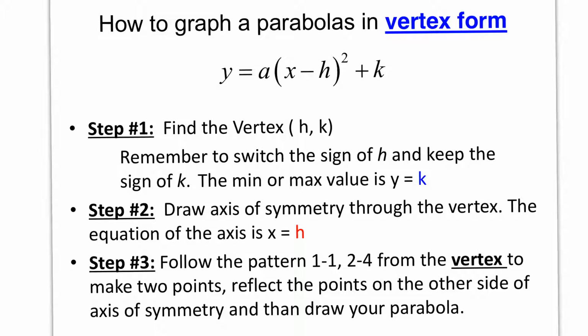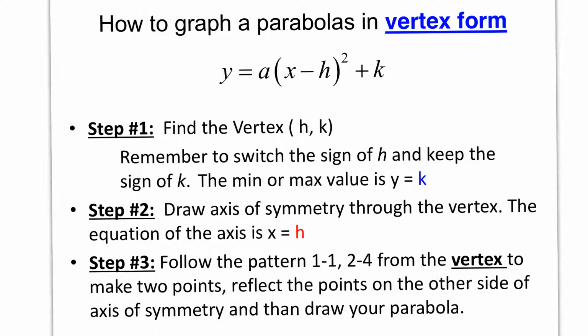But you guys have this form right here with the parentheses squared, and you have a number inside, number outside, and the a. So the first step is to find your vertex. Now to find the vertex, we need the h and the k, so that's the number inside of the parentheses and the number at the end. And you guys have to remember a couple things. Number one, you always change the sign of h, so h has to be the opposite of what's inside of the parentheses. k, you always keep the sign.